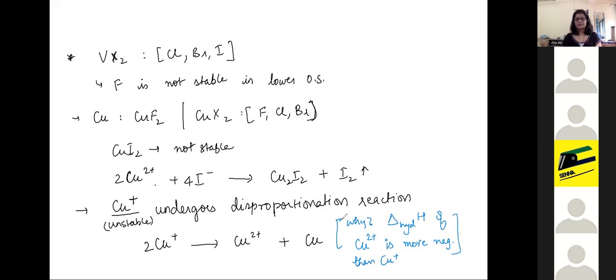So this is the reason: once it is an aqueous solution, it is stabilized by the water molecules surrounding it. So Cu2+ is more stable in aqueous solution than Cu+. So even if you do have a Cu+ compound like CuCl or CuF or something, it's going to undergo a disproportionation reaction to form Cu2+, which is stabilized in aqueous solution.